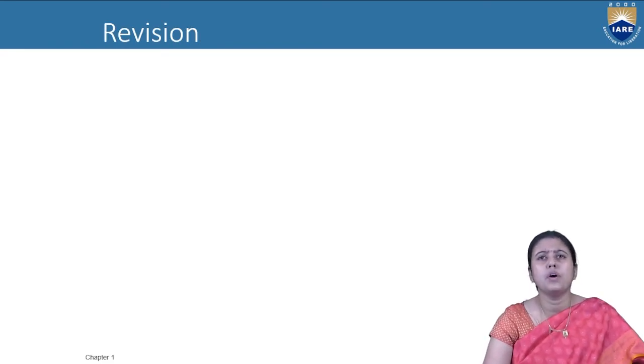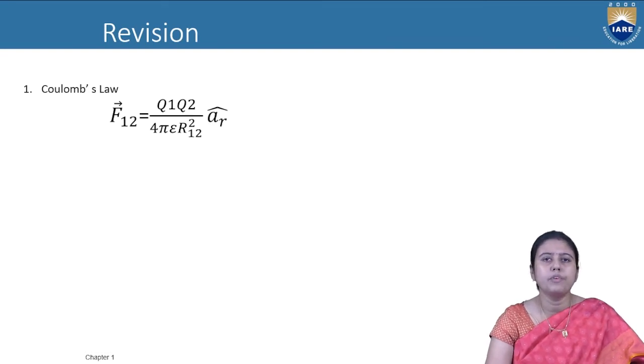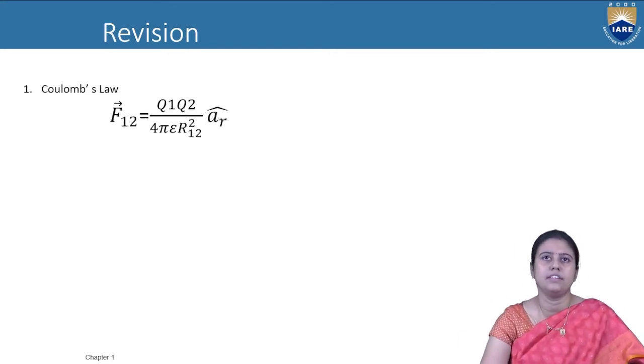So we will do a small revision before starting that topic. First one, Coulomb's law. What is Coulomb's law? Coulomb's law is the force between two charges, which depends on Q1 Q2 by 4 pi epsilon R12 squared AR. What is AR cap? AR cap is the direction or unit vector along the distance between the two charges. These charges may be like charges, or they may be unlike charges.